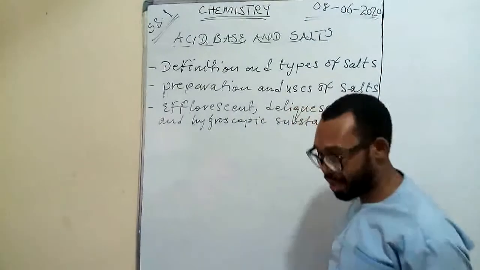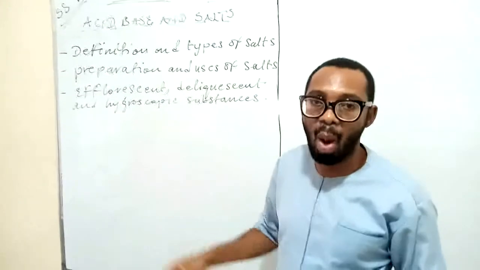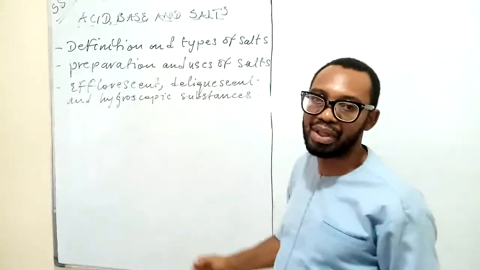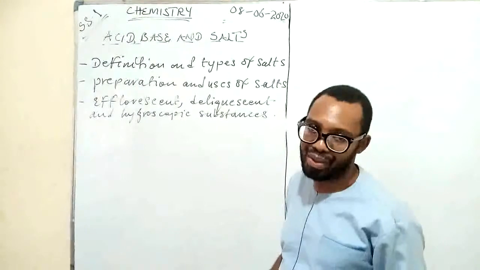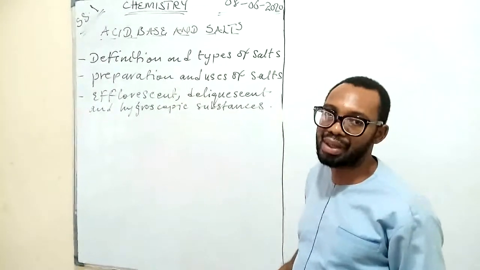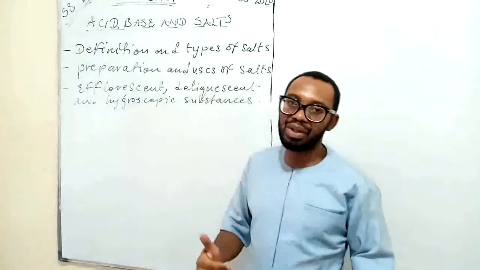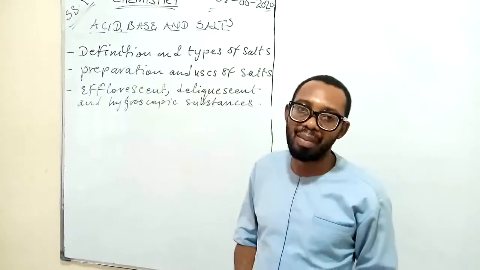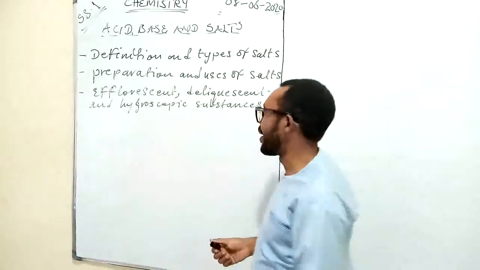If you are to define a salt, we say a salt is a compound that contains positive metallic ions, hydrogen ions, or ammonium ions. Is that clear? Okay, we can write that down.